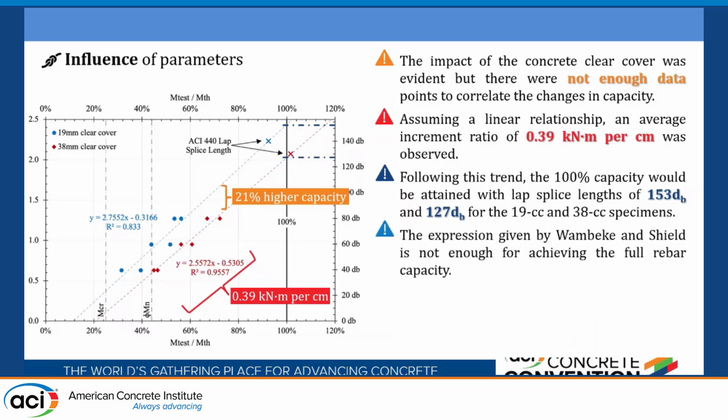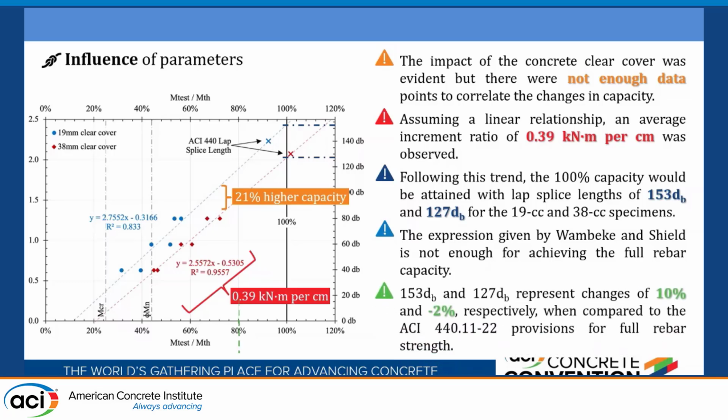So first, the expression that the current equation is based on is not enough for achieving the full capacity. And also, these 153 and 127 dB represent changes of 10% and minus 2% based on the 440. But this is based on achieving the 100% capacity. But again, when you work with the 440.11 equation, you are using that expression for designing. So when you design, you are incorporating some safety factors. Here the equation has safety factors in the guaranteed tensile strength. So typically, and of course if you incorporate the environmental reduction factor, you are only working with around 80% of the capacity of that element. So that lap-spliced length could be reduced to 120 and 90 dB for those specimens.